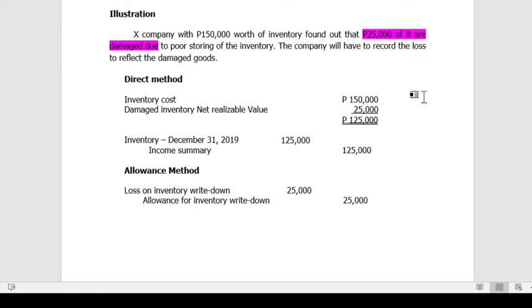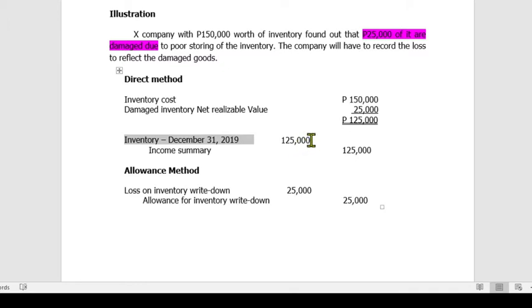So under the direct write-off method, you recognize the loss by debit inventory December 31, 2019. So itong entry na ito, this is an ending inventory entry. 125,000 directly to inventory and then credit to income summary.